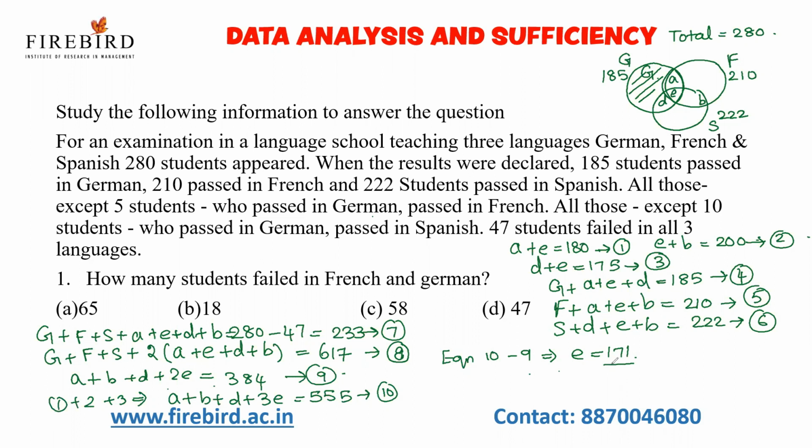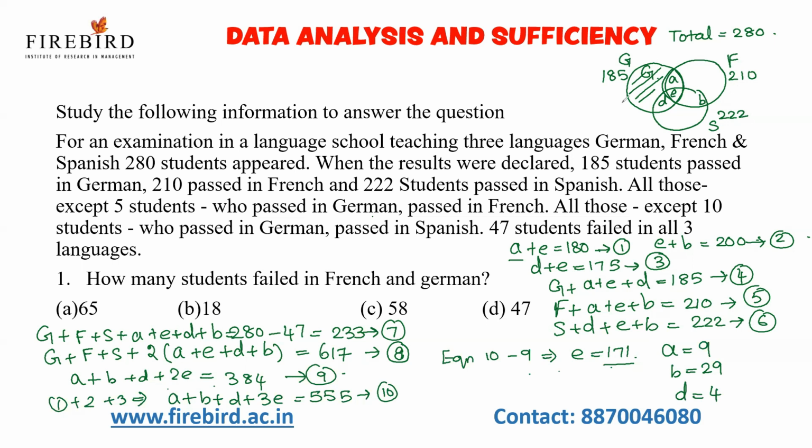And see, if E is equal to 171, what is A value? A will be equal to 180 minus 171, 9. Okay, and if E is equal to 171, what is B value? 29. B value is equal to 29, and similarly, D value will be equal to 4. So we have found the values of A, B, E, and D individually.